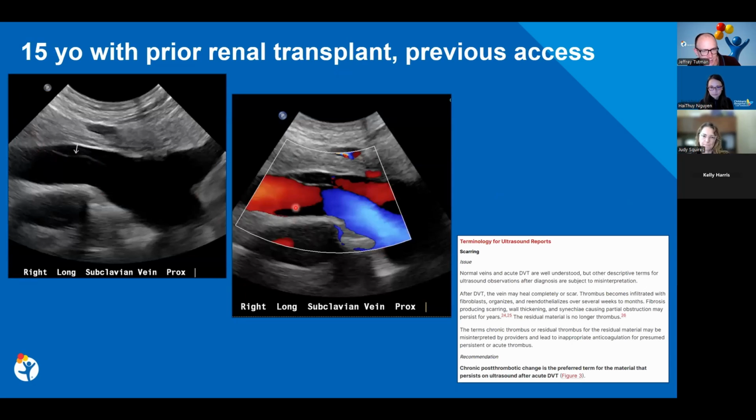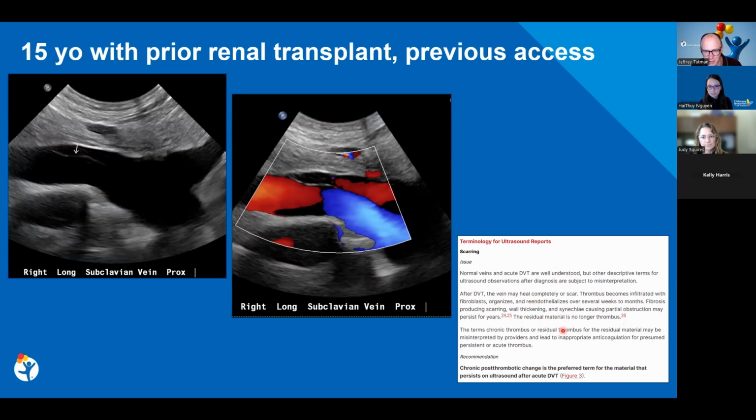Then again, another kind of terminology question for you guys. This patient, I didn't show the priors, but had this eccentric material that had been in there for several different exams. So this is again from that SRU paper. As far as how they talk about the terminology, they recommend the phrase chronic post-thrombotic change. They make the distinction that after you have an acute DVT, it turns into not thrombus anymore.